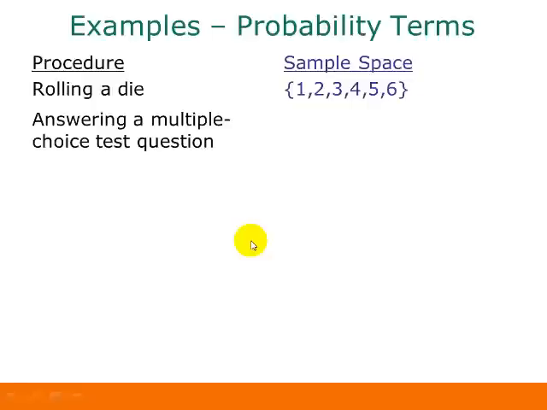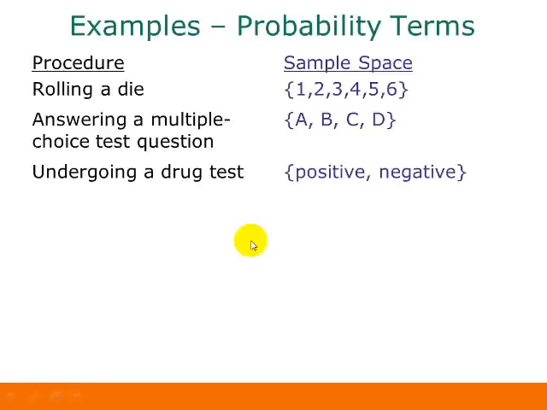Another procedure would be answering a multiple choice test question. So to find the sample space for that procedure, we'd think about the different possible answers for the question. So these would be something like A, B, C, and D. Another procedure would be undergoing a drug test. And the possibilities for the outcomes of the drug test would be either that it's positive or it's negative. So that would be our sample space.